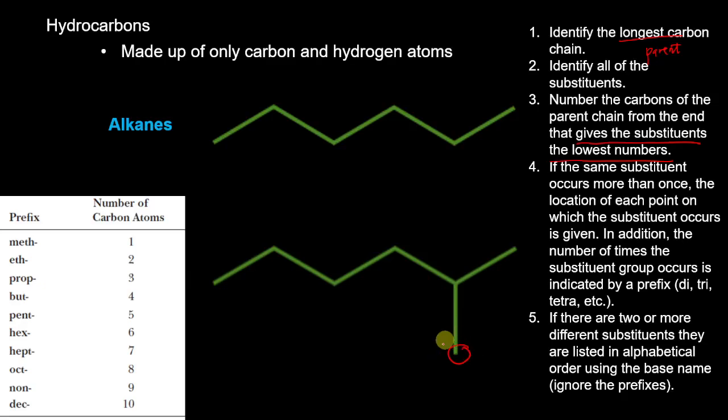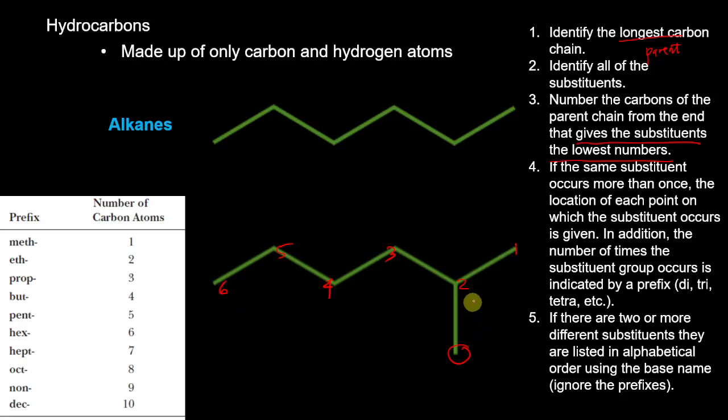Again, we should give this substituent the lowest number possible. If we go from left to right, 1, 2, 3, 4, 5, so this will have number 5. But if we go from right to left, this will have 1 and 2. So in this case, we'll go from right to left to give this one the lowest number possible. So we'll number the carbons as 1, 2, 3, 4, 5, and 6.